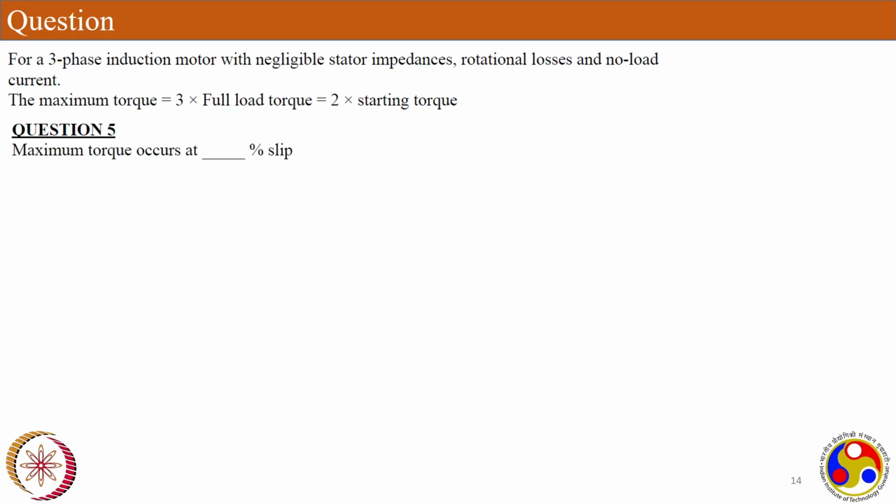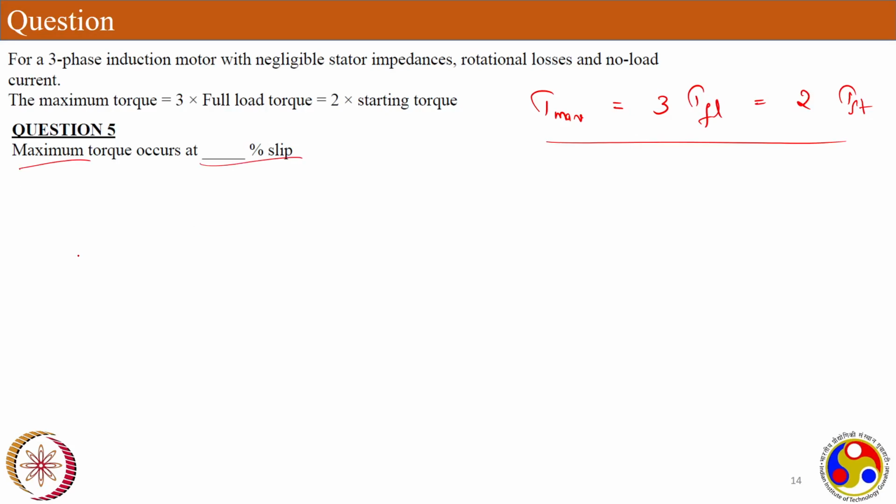We have a different set of data for this question. For a three-phase induction motor with negligible stator impedances, again we are neglecting all the impedances, rotational losses, and also the no load current, the maximum torque is equal to, okay, we have a typical relation here. T max is equal to 3 times full load torque, 2 times starting torque. This is the relation we have. Now the maximum torque occurs at what slip.